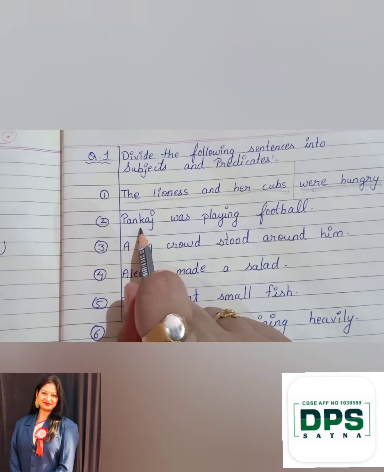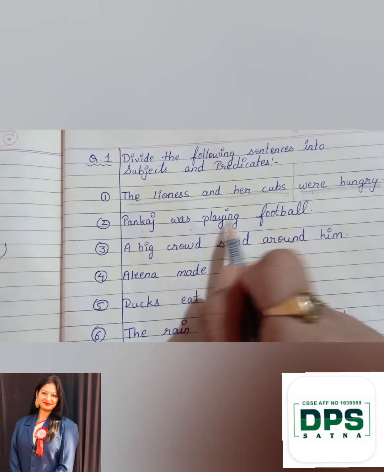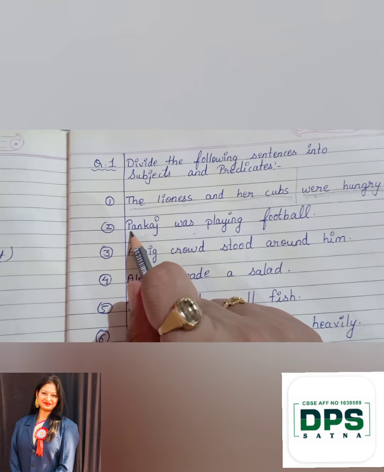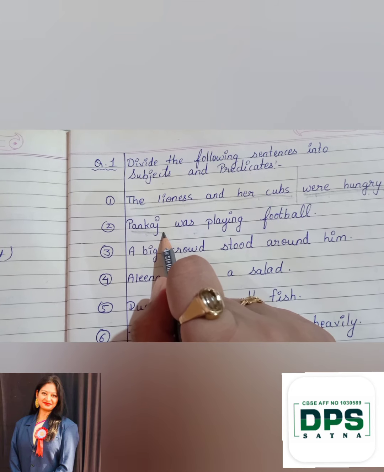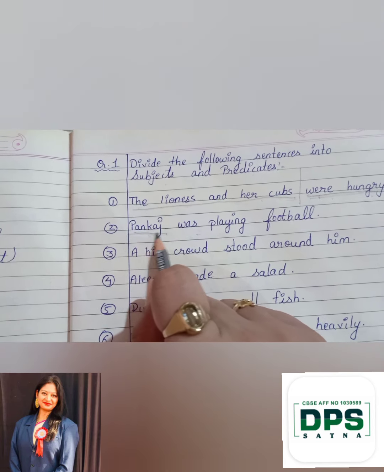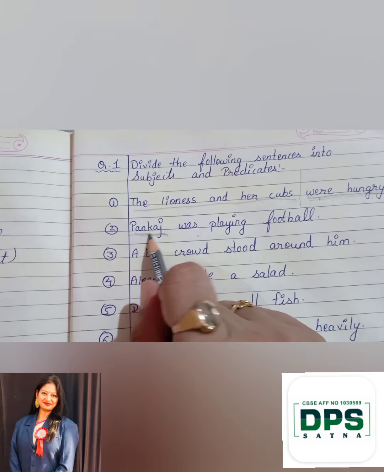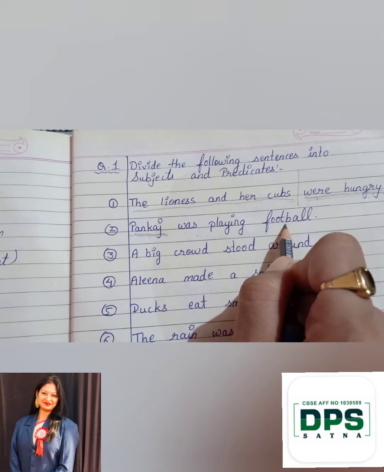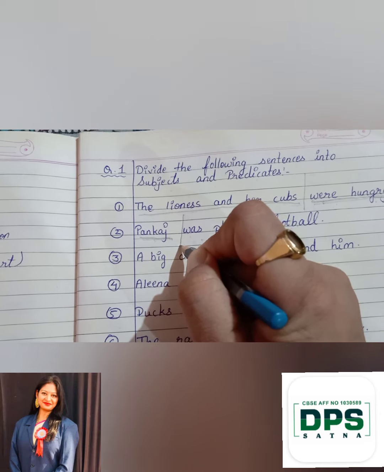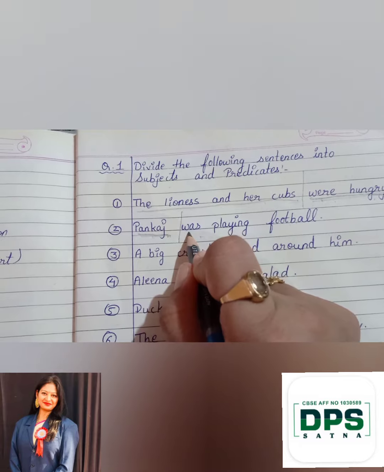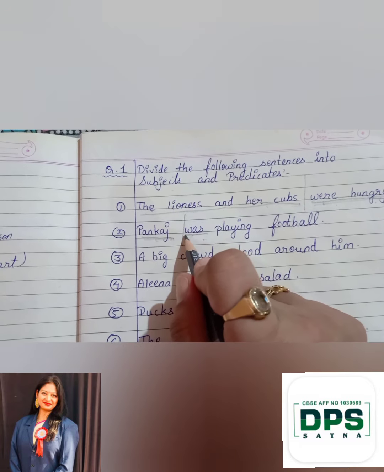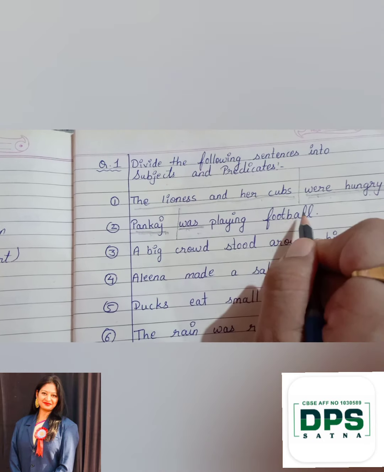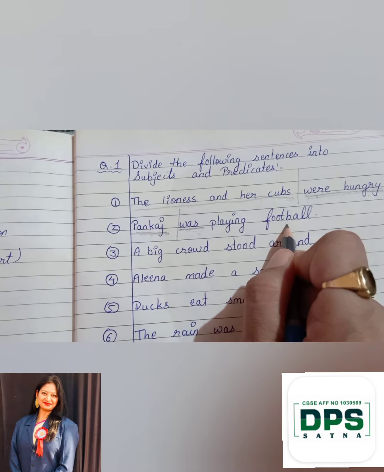Next sentence is Pankaj was playing football. In this sentence, Pankaj is your subject. We are talking about Pankaj. And what is Pankaj doing? He was playing football. So, Pankaj is your subject. Was is your helping verb. So, your predicate starts from was. Was playing football is your predicate.